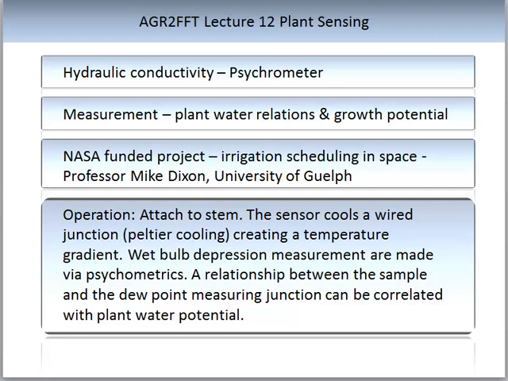This creates a temperature gradient. What we refer to as the wet bulb depression can be measured via the psychrometer. A relationship can be correlated between the sample and the dew point measuring junction, and this can give you plant water potential. This work was based on a publication in 1984 by Dixon and Tyree in a paper called A New Stem Hygrometer Corrected for Temperature Gradients and Calibrated Against the Pressure Bomb. This was published in Plant, Cell and the Environment.